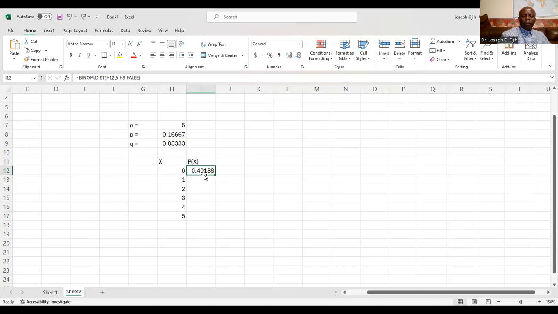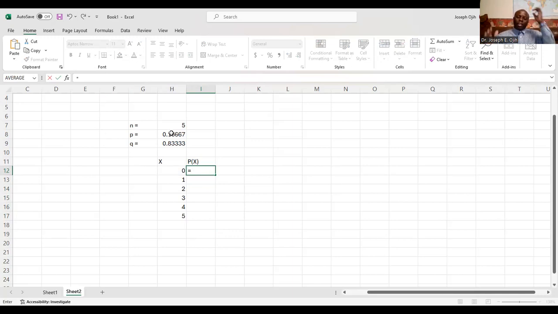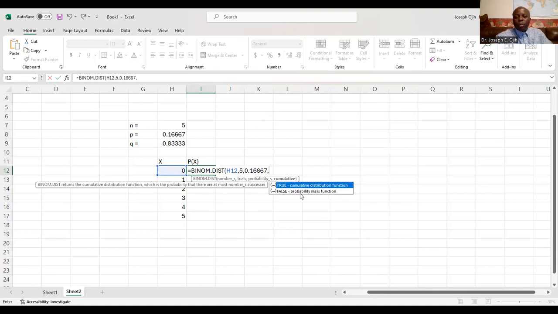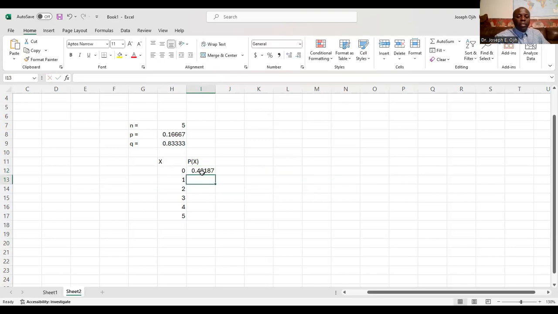Okay, let's do it again. Equals binom.dist. I forgot the right term they use to freeze it. Now the number of successes are here, comma. Trials 5 times, comma. Probability, let me just type it in: 0.16667, comma. I don't want cumulative. I want it to calculate the individual probability for 0, 1, 2, 3. So I'm going to type false so that it uses the probability mass function. Then I can just copy it down to calculate the rest of them.